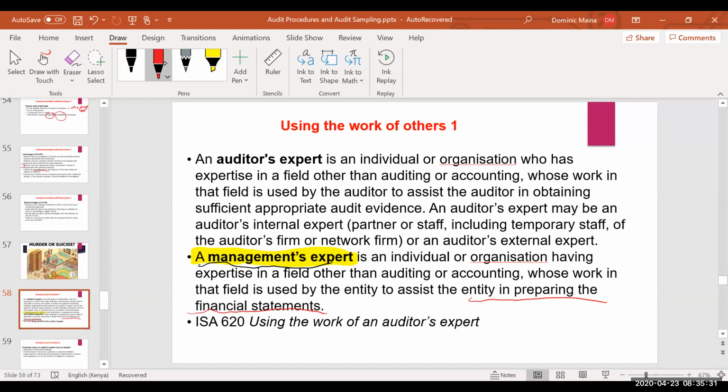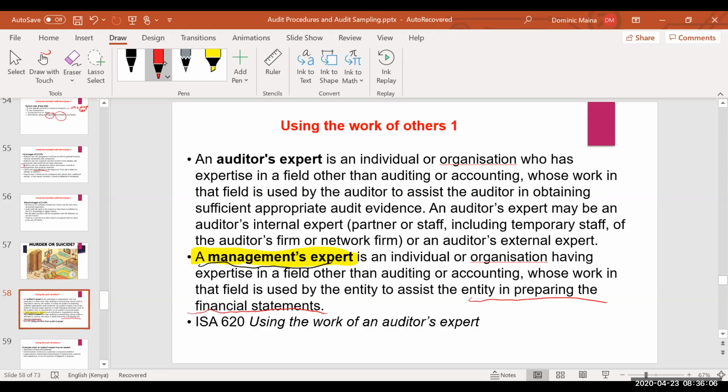Maybe the company sold bad goods, and the customer is suing the company. If the lawyer in this case was appointed by the client, we define that lawyer as a management expert. But at the same time, we as the auditor can also appoint a lawyer who is going to give us an opinion on the same matter on which an opinion was previously given by another lawyer to the client.